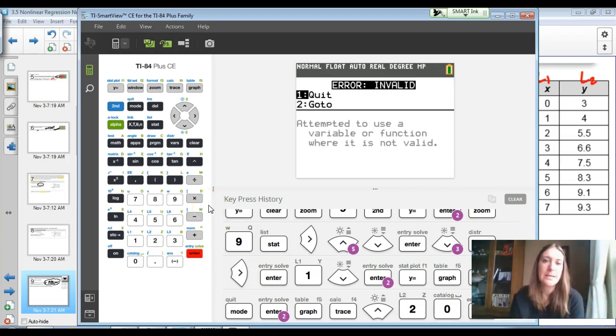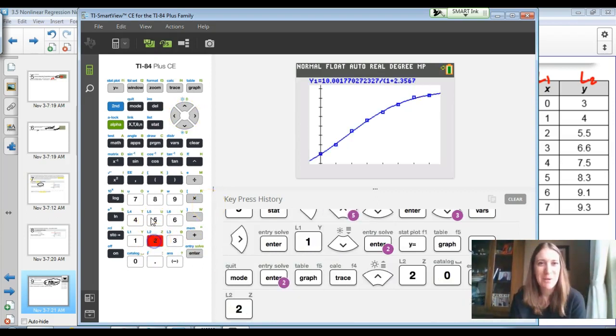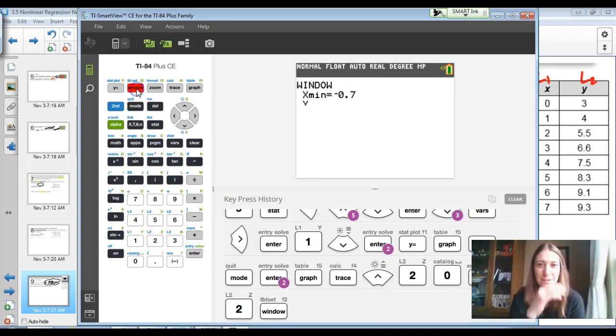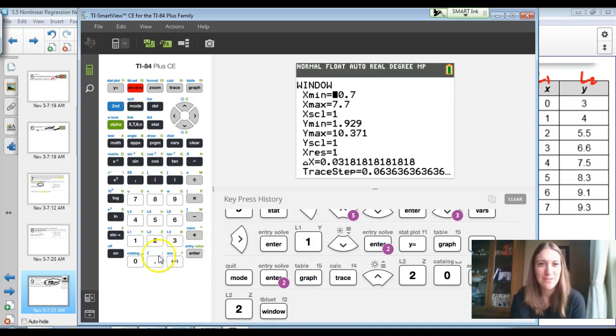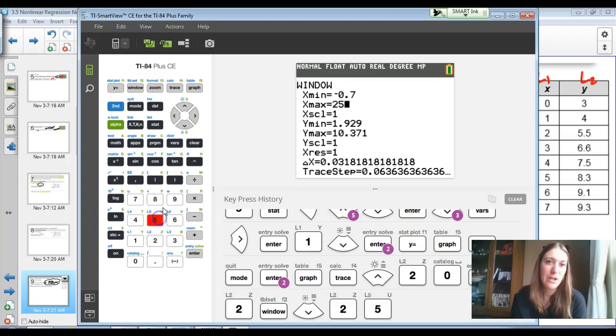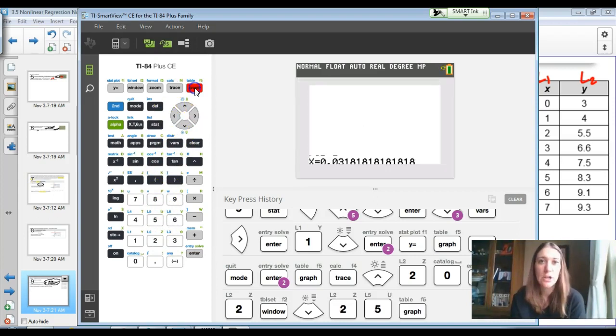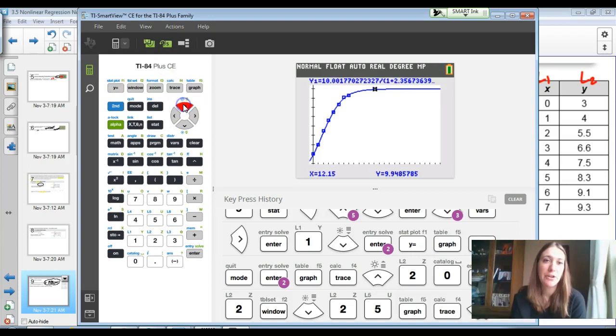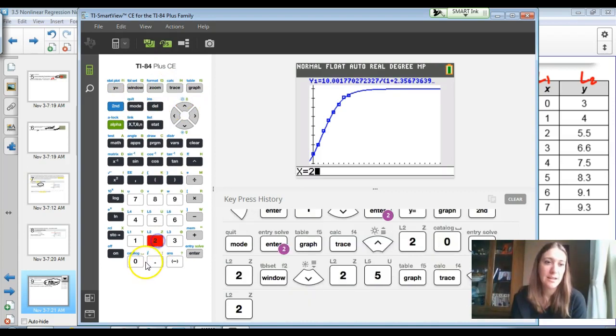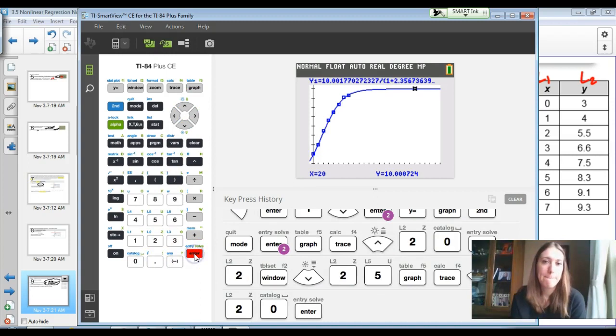But I'm not in the right domain. My window was for the scatter plot, and it cut off the window at 7.7. So I need to make the x maximum go larger. I have to go to like 25. I don't know if the y has to go larger or not. I guess we'll just live dangerously and try it. I think we'll be good. So now I'm going to trace, make sure that I'm on the curve instead of the scatter plot, and type a 20. Boom. All right, there we go.